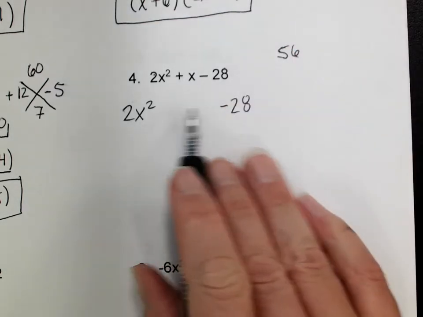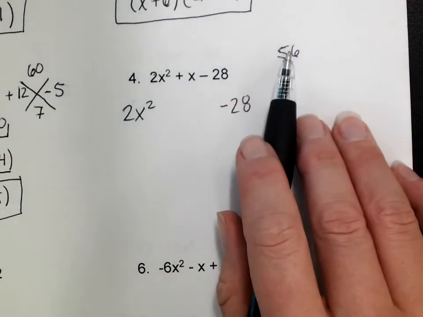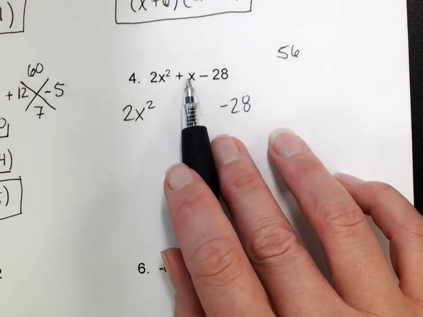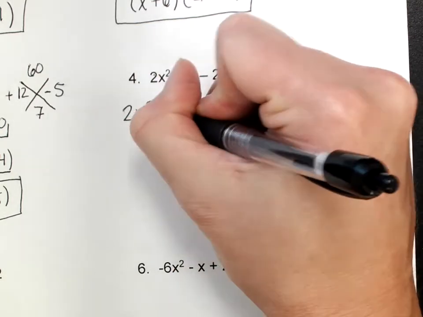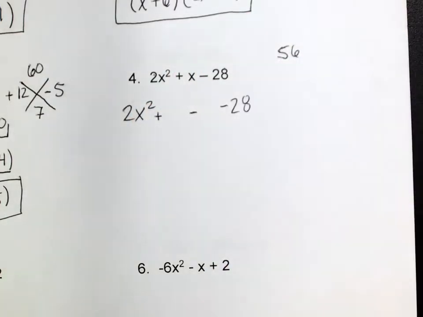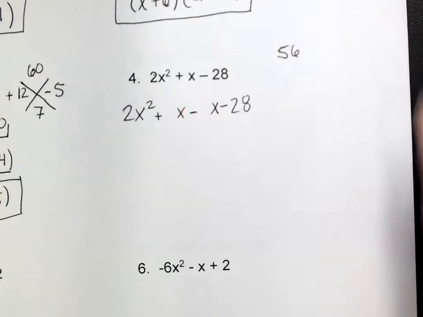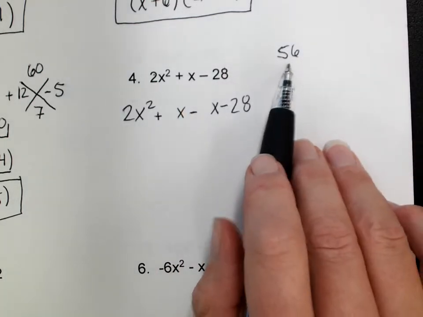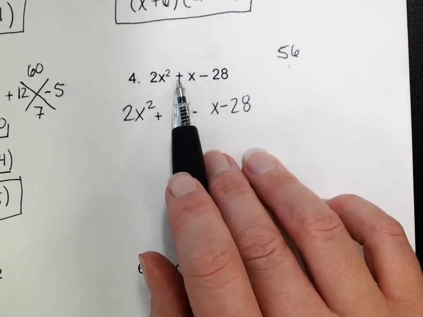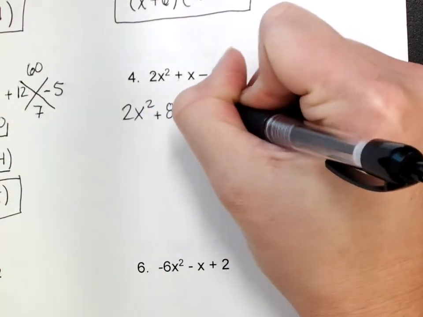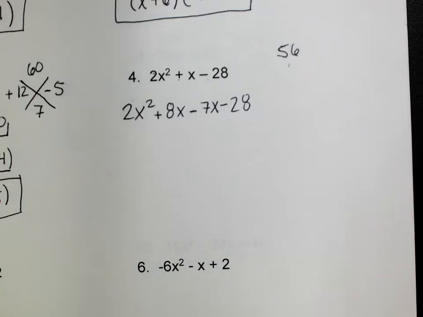To figure out my factors that go in the middle, I'm looking for numbers that multiply to be 56 and subtract to be 1. I also know my signs need to be a plus and a minus. Okay, so something x and something x. What multiplies to be 56 and subtracts to be 1? How about 8 and 7? Again, I like to put the biggest number first. Now I can factor by grouping.